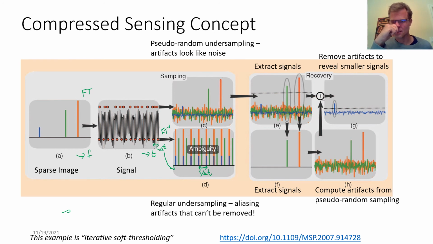And this is an example of a specific algorithm called iterative soft thresholding. In practice, we typically use other algorithms and maybe more complex sparse representations of the data. But this gives you the concept of why we need to do this pseudo-random undersampling. We need to make our undersampling artifacts look like noise.